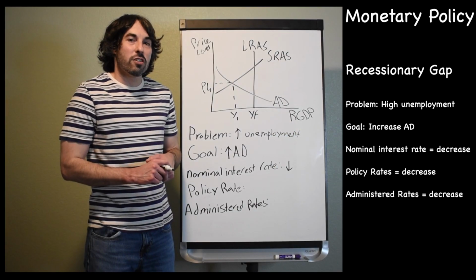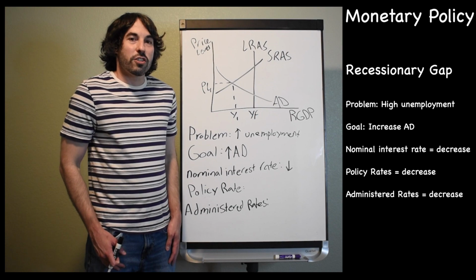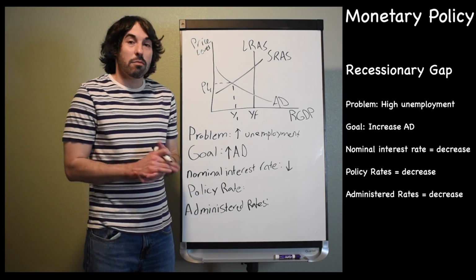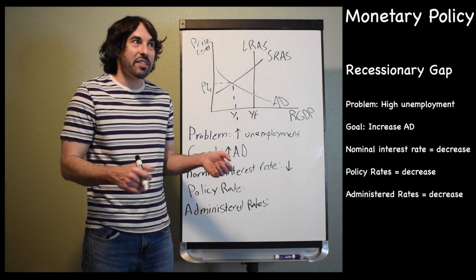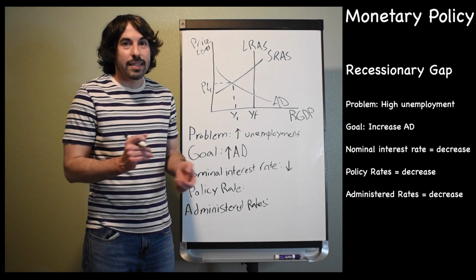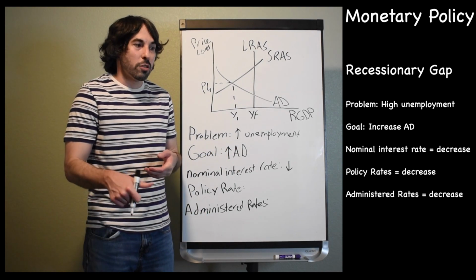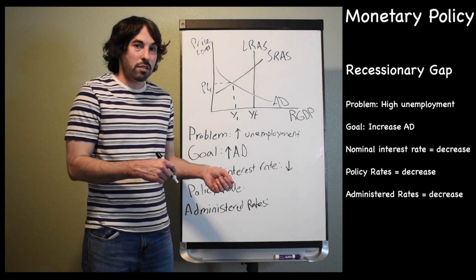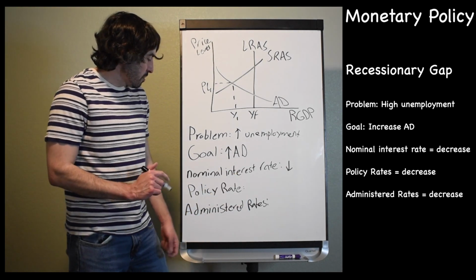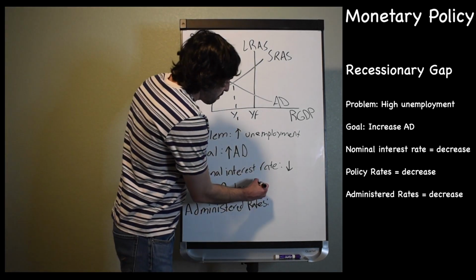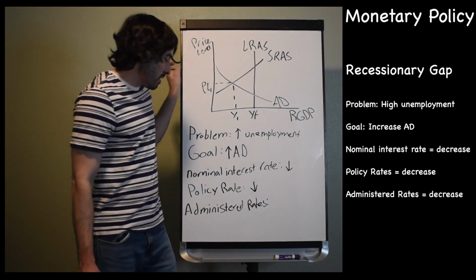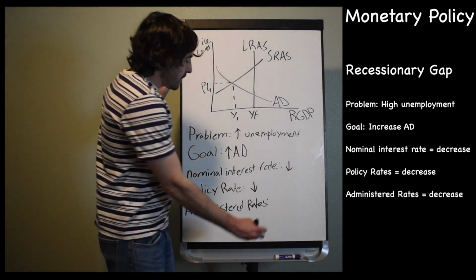When the nominal interest rate is low, you have a lower opportunity cost for holding your cash on you. You're not missing out on much interest by not keeping your money in a savings account or something. So we're going to be spending. It also makes it cheaper to borrow, which means more people will borrow money and then spend it. And we're going to lower that nominal interest rate by lowering the policy rate. And we're going to lower the policy rate by lowering our administered rates.